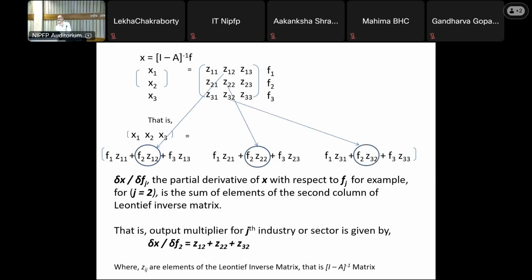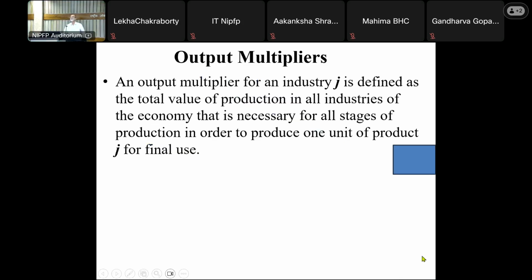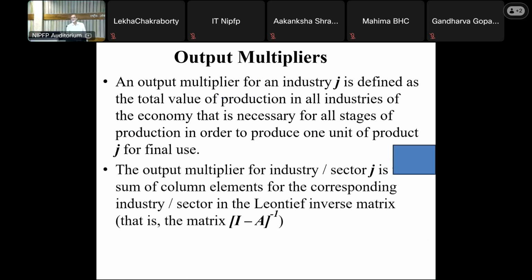Is that making sense? You need to take a partial derivative of the output with respect to a particular sector, how much of the input comes from that sector, and the sum of these will give you the output multiplier from that sector. So the output multiplier is the sum of the elements in the column in the (I minus A) inverse matrix. This is how you arrive at the output multiplier.